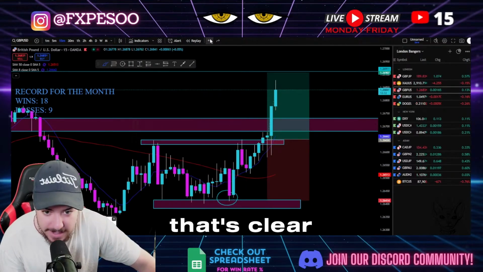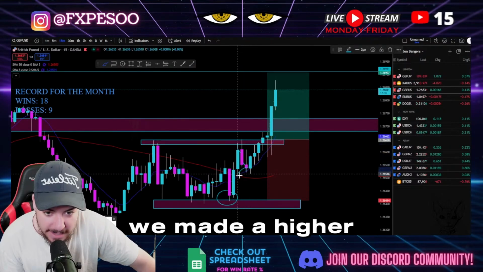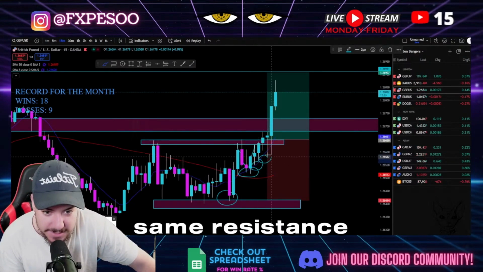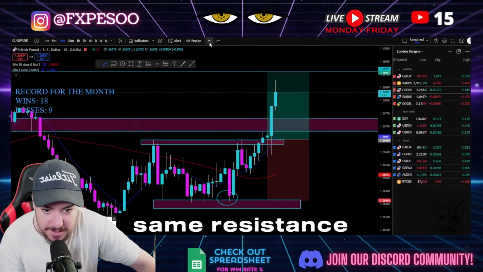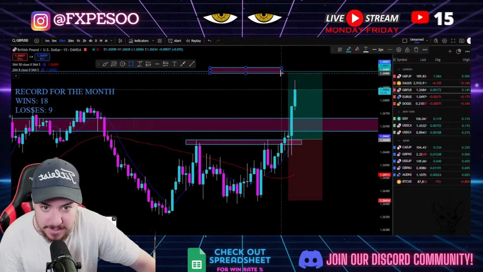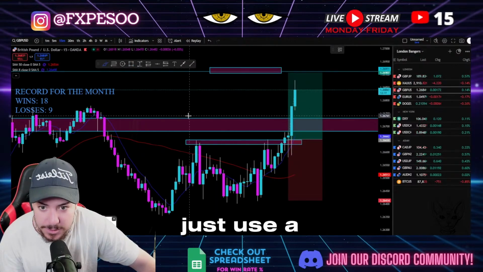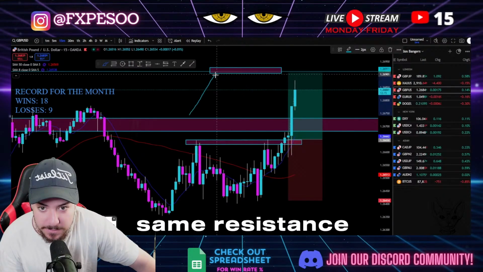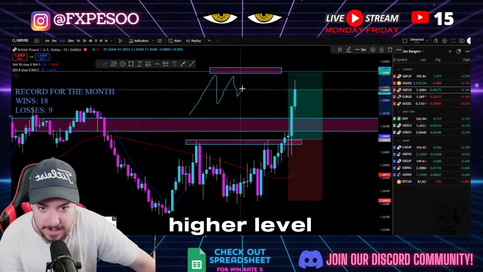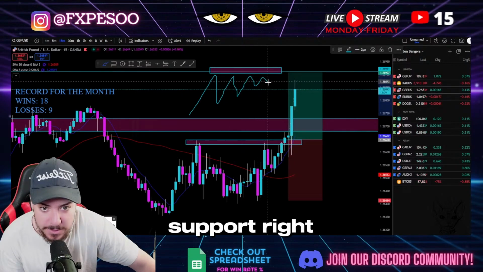That's clear. After that, we made a higher level of support, same resistance. Higher level of support, same resistance. If I was going to draw that out for you guys, that would look something like this. Resistance level, same resistance level, higher level of support, same resistance level, higher level of support.